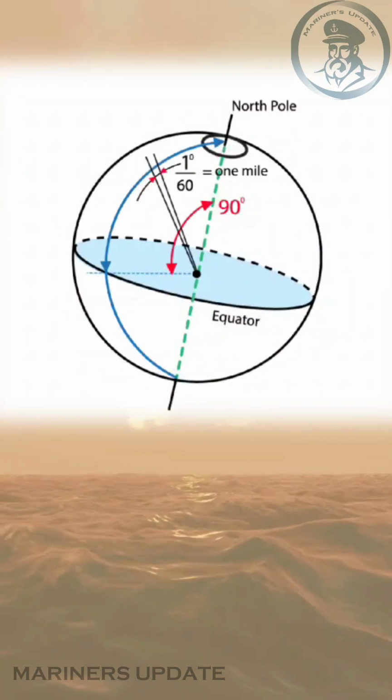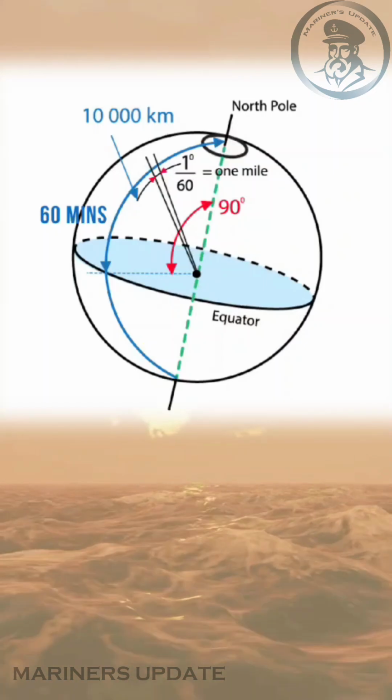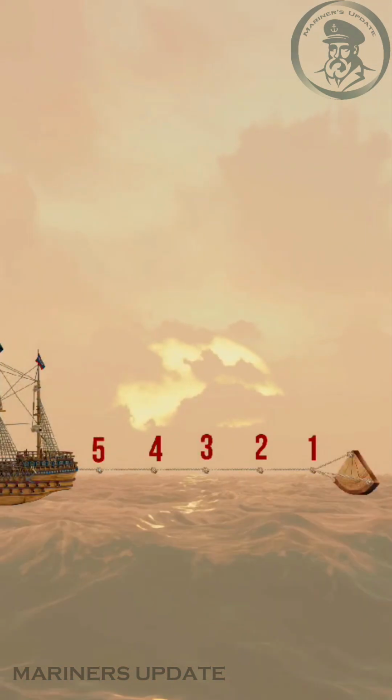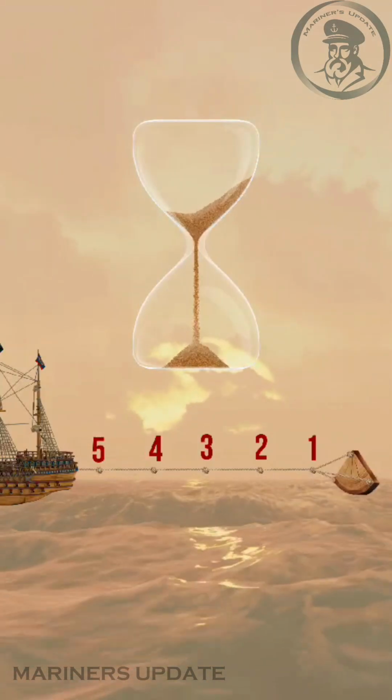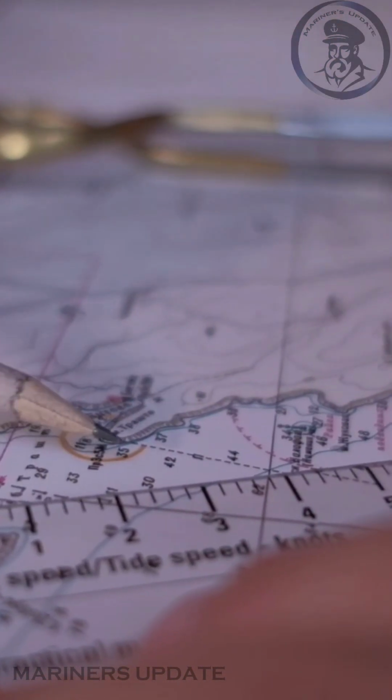Summary. Nautical miles are based on the Earth's dimensions, specifically 1 minute of latitude. Knots originated from early navigation techniques using a log line with knots to estimate speed. They are still used today as a practical way to relate speed to the distances on nautical charts.